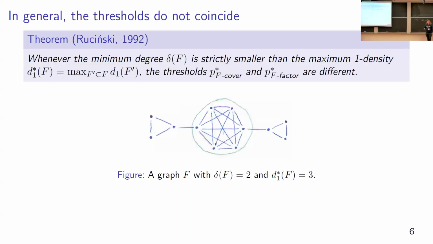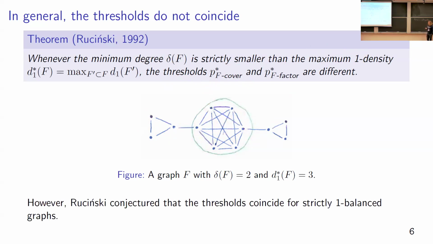And I should say, it's not always the case that this lower bound is strict. So indeed, for some graphs, like here, the minimal degree is strictly smaller than the maximum 1-density. Here you have minimum degree 2 from these vertices over here, but then this clique in the middle gives you 1-density 3. So here indeed the two thresholds will differ. However, Ruciński in that same paper conjectured that the thresholds coincide between coverings and factors if F is strictly one-balanced, and indeed we showed that this is the case.